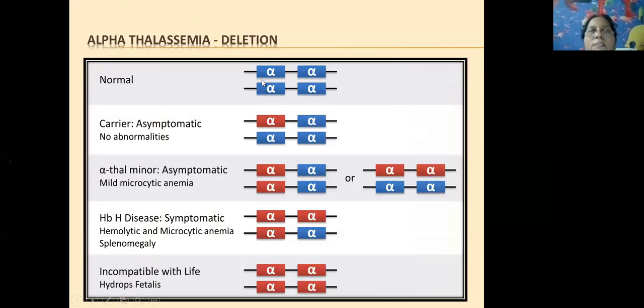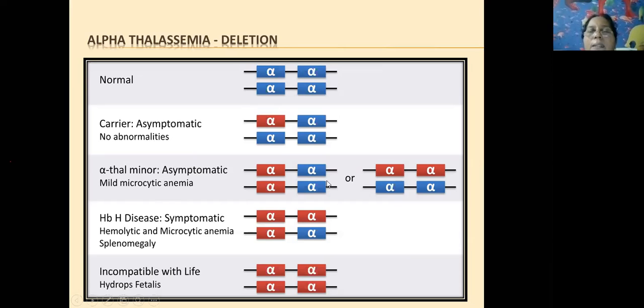So here, a normal person has 4 genes. For alpha, I told you each chain is coded by 2 genes. So there are 4 genes. When there is one gene deletion, the person is a carrier and asymptomatic. When there are 2 gene deletions, this way or this way, he has mild microcytic anemia. Still, he is asymptomatic, but he or she passes it to the offspring.